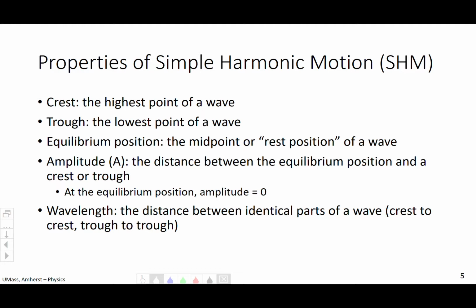So we'll talk about simple harmonic motion, so a very simple sine wave. A crest is the highest point of a wave. A trough is the lowest point of a wave. Equilibrium, as I said before, is a midpoint or the rest position. Amplitude is the distance between equilibrium and a crest or trough. And wavelength is the distance between identical parts of a wave.